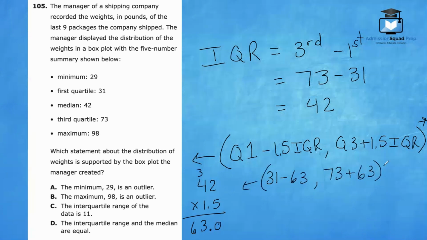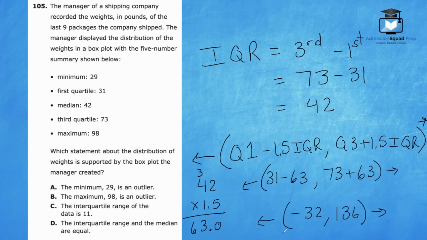Any number that falls outside of this range is going to be considered an outlier. So the number would have to be smaller than negative 32 or larger than 136. Let's take a look. The smallest number in the data set is 29, and that is not smaller than negative 32. So 29 is definitely not an outlier.